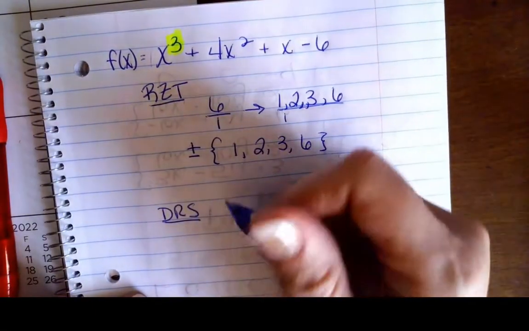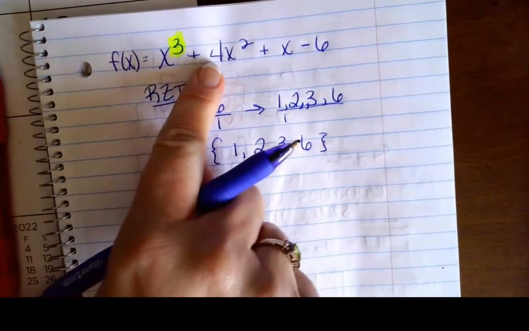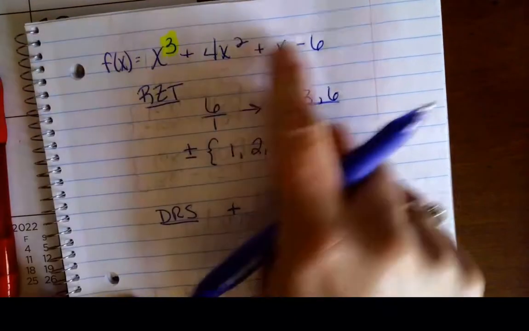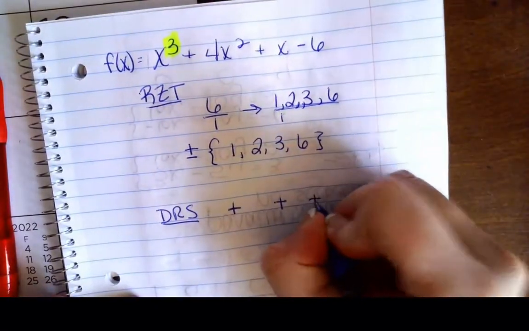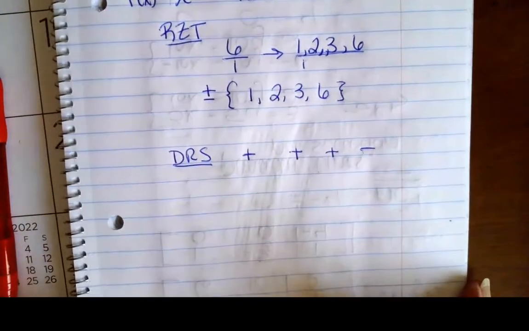So I have a positive x to the third. I have a positive 4x squared. I have a positive x. And I have a negative 6. And now you're going to count the sign changes.